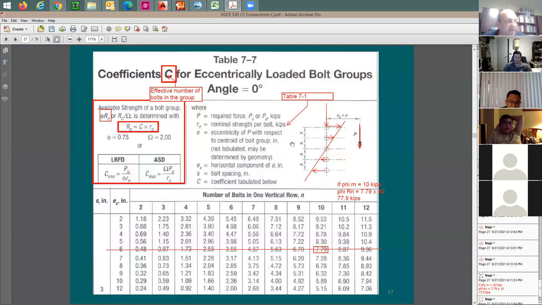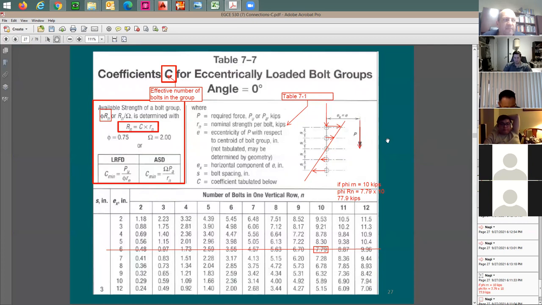If you open your steel manual, you don't have only this case, just one row. You also have cases when you have 2 rows. And you also have cases when this force is at an angle. And you can play with these angles. You can say, for example, 30 degrees, 60 degrees, 45 degrees, and then you can work with it and find that effective number of bolts.